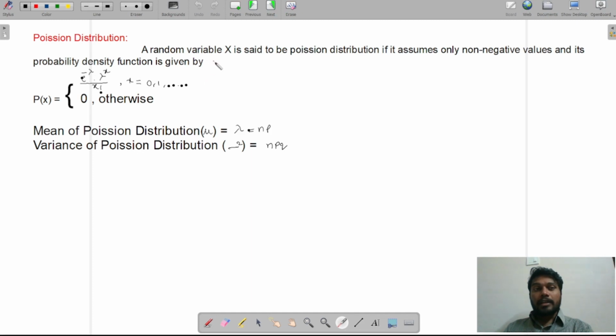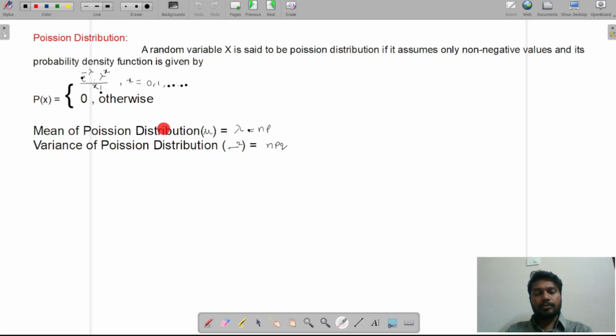See, the binomial distribution also says the same. When x values are positive, the distribution function is defined by nCx p power x q to the power n minus x. Coming to the Poisson distribution, here also, if x takes positive values, then the density function is defined by e to the power minus lambda, lambda power x by x factorial. Other than the positive values, the probability is 0.